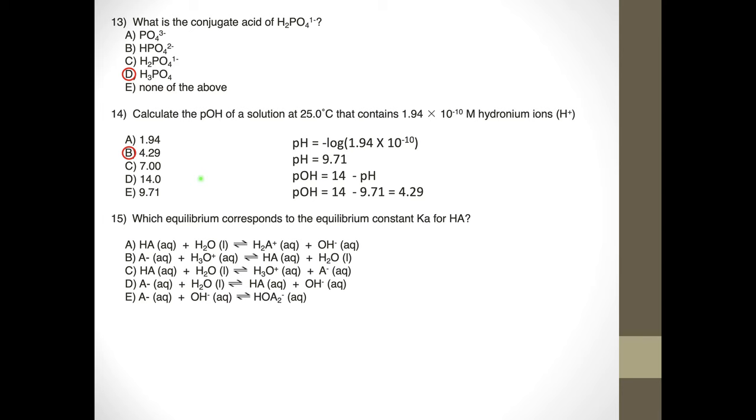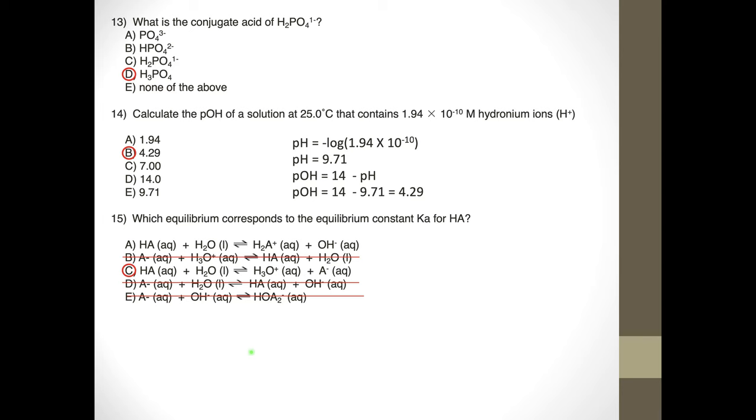4.29. Number 15, which equilibrium corresponds to the equilibrium constant Ka for HA? Here we know that HA is an acid, and this must be part of the equation as a reactant. So we can eliminate B because we don't have HA here, as well as D, where we don't have HA as part of the reactants. And in letter E, we don't have HA as part of the reactants either. Now, we know that HA is an acid because we have the Ka here and we start with an H. So this will react as an acid and will react with water. Water is going to receive that hydrogen, so you're going to produce H3O positive. In the products, we must have H3O. So that means that it's going to be letter C.